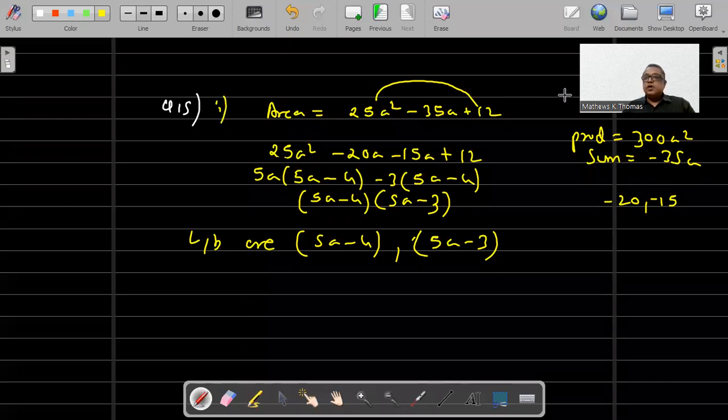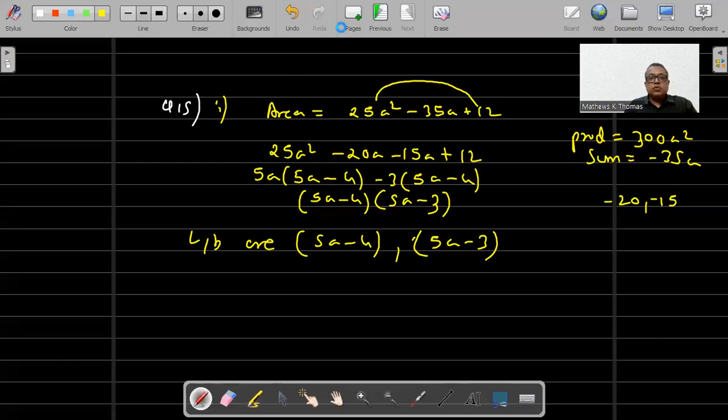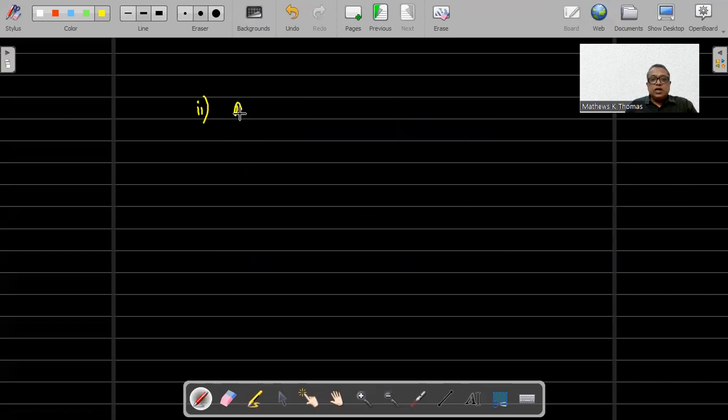So this was the first part. We have another part here, 35y square plus 13y minus 12, right? So I'm going to do the second part now. Second part, area is given: 35y square plus 13y minus 12. So I'm going to again split.